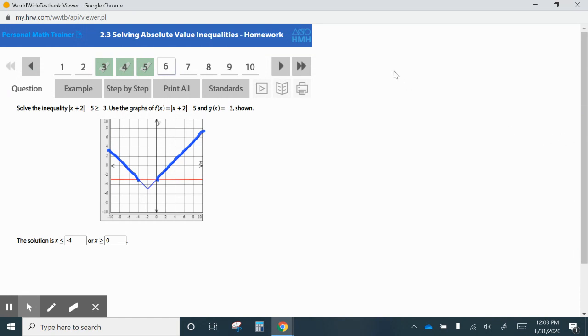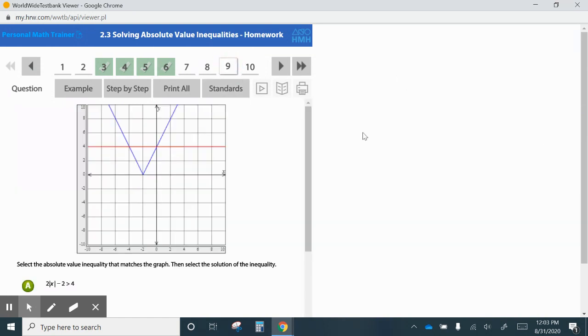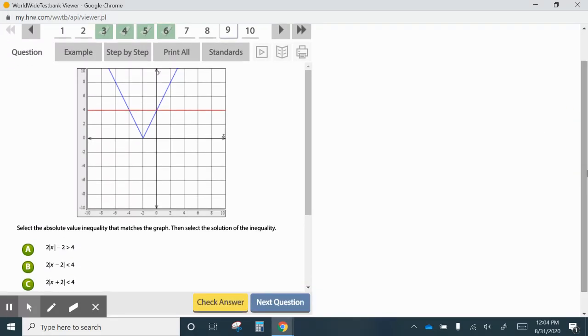Now we're going to jump to number 9. Select the absolute value inequality that matches the graph, then select the solution of the inequality. Okay, so first off, we know that it went to the left 2, so that means we have the absolute value of x plus 2. You know that piece. It didn't go up or down.